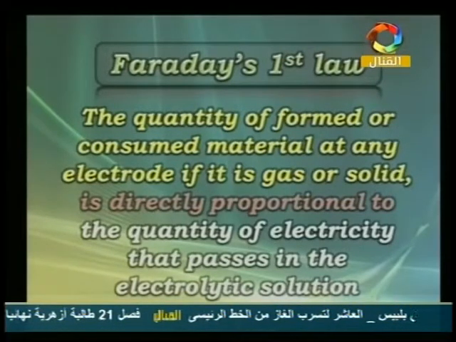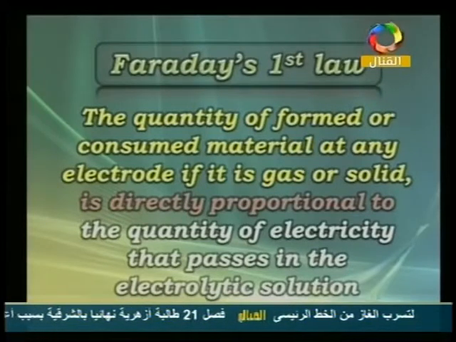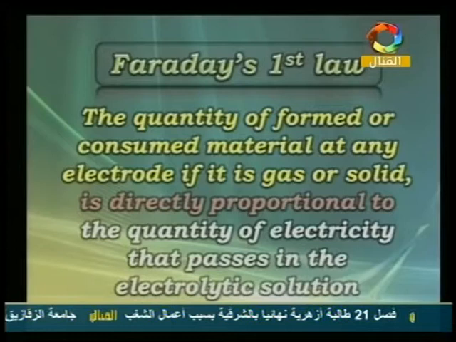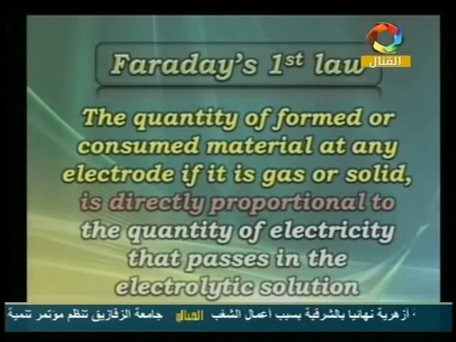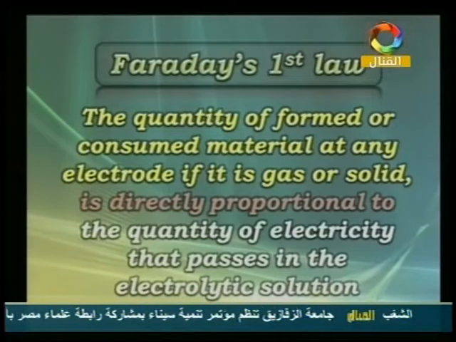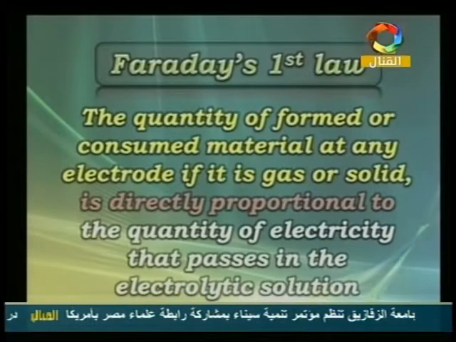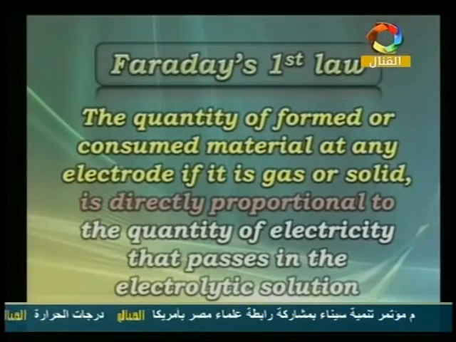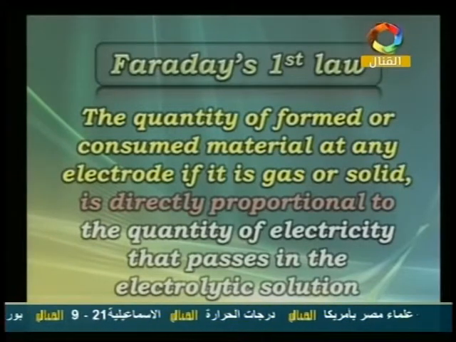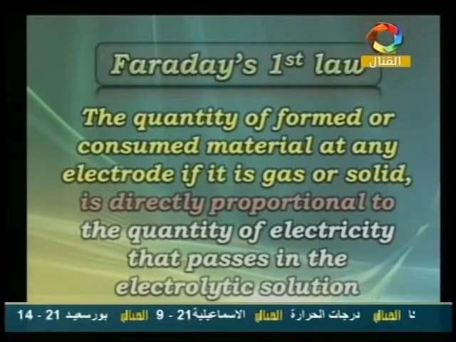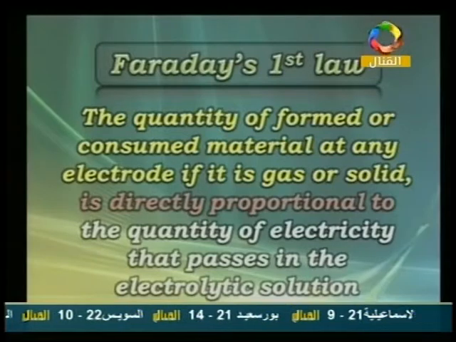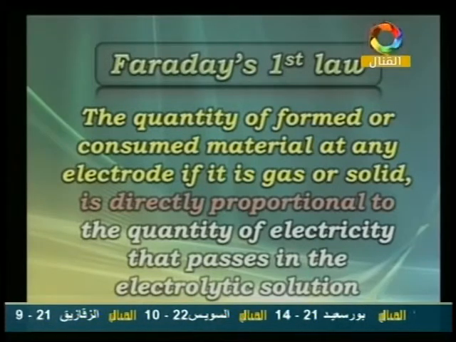If the quantity of electricity is very large, the amount of mass produced is very large, but if the quantity of electricity is very low, the mass of this separated material from its compound will be very small. So the quantity of electricity that passes in the electrolyte solution is directly proportional to the mass of solid or gas that is consumed or formed from this reaction.